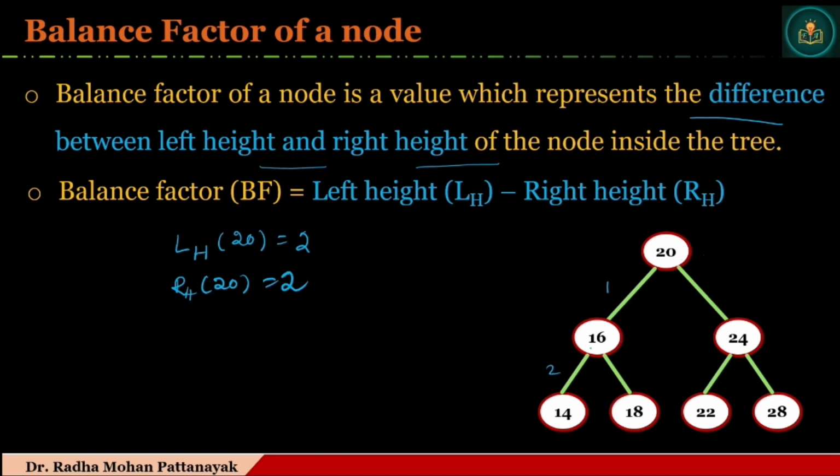If we calculate the balance factor of 16, we need to consider the left height of 16 as well as the right height of 16. What is the left height of 16? 1. What is the right height of 16? 1. So 1 minus 1 equals 0. So balance factor of 16 equals 0. Similarly, balance factor of 24 equals how much? Left height is 1, right height is 1. So 1 minus 1 equals 0. Similarly, 14 balance factor is 0. Why is it 0? There is no left child, there is no right child. So that's why 0. The balance factor of leaf nodes is 0, because leaf nodes don't have any left child and right child. That's why their balance factor is 0.